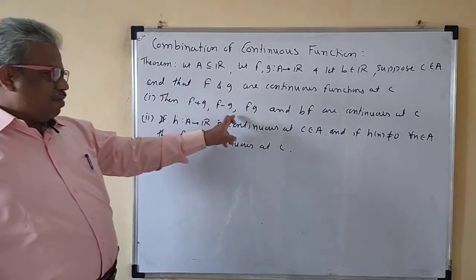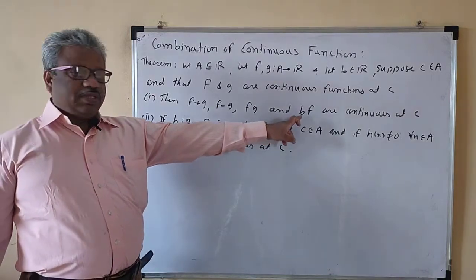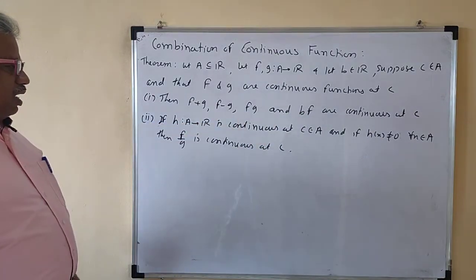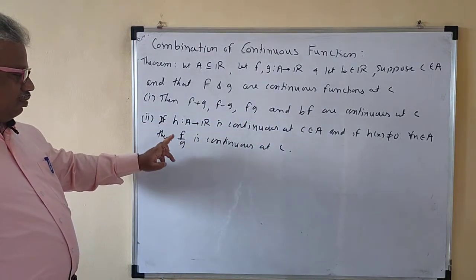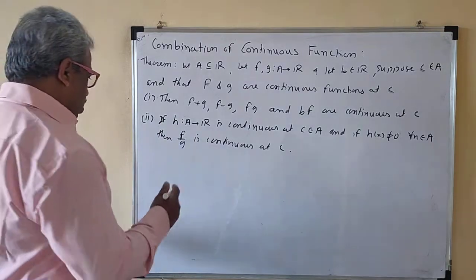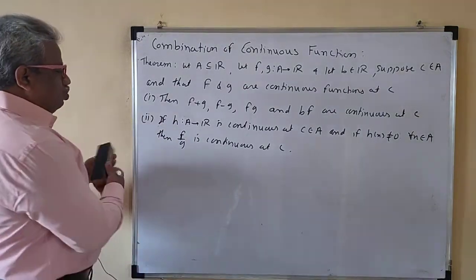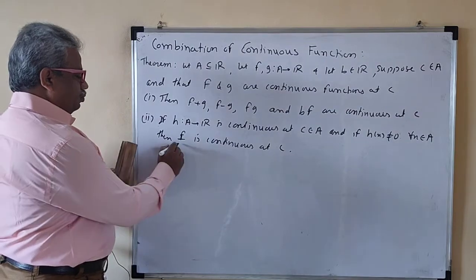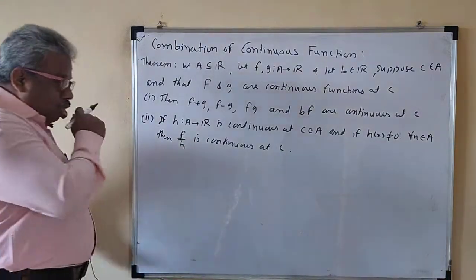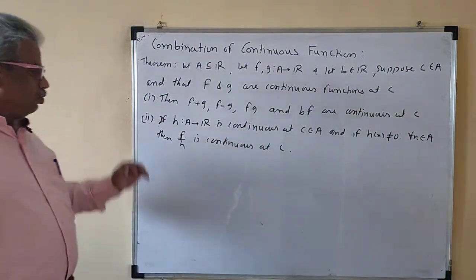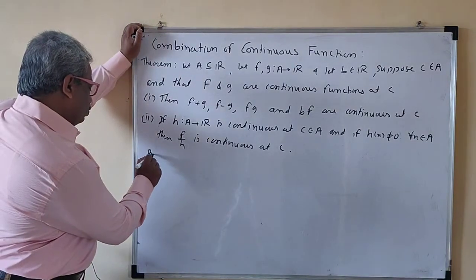Then f plus g, f minus g, fg, bf, where b f is the scalar multiple, are continuous at x equal to c. And this is the division, f upon h. So this should be h now. The denominator should not be 0. So what we have to prove here?